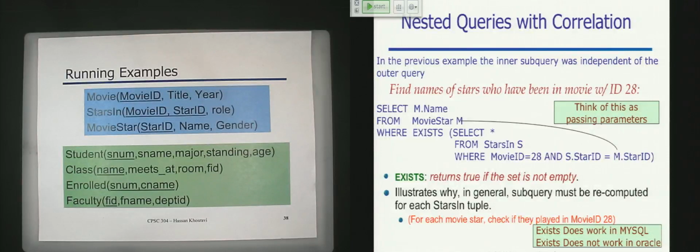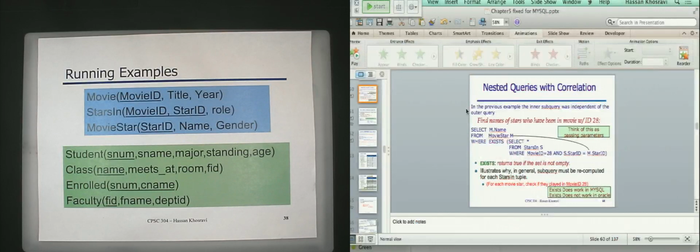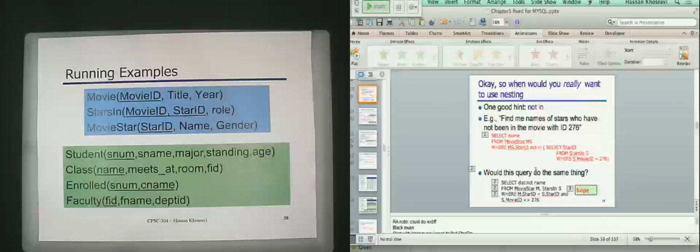So what this is going to do is, for each movie star, it's going to check if they played in that movie or not. Okay, so you can see I have movie star, and here I'm referring to that specific movie, which is coming from that tuple. If we go back, let's run this one.